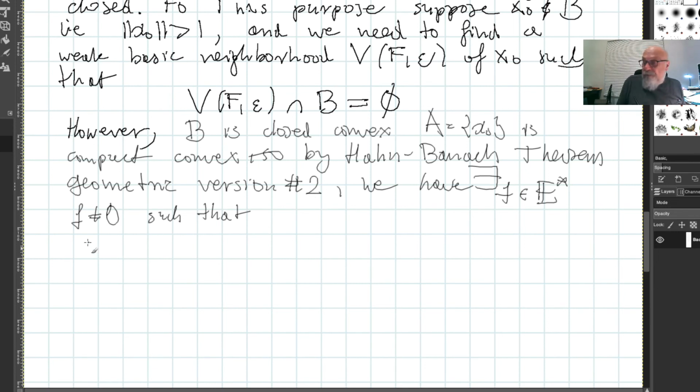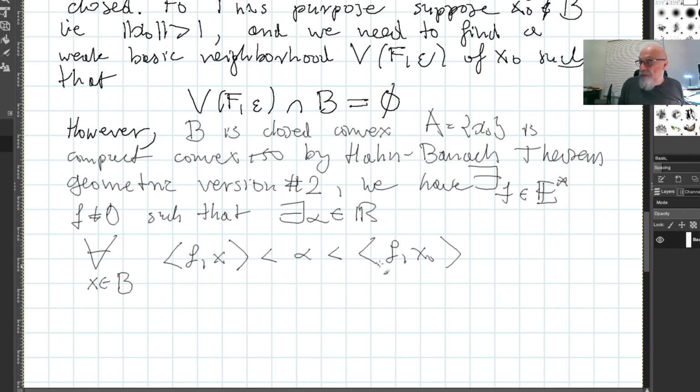for every x belonging to B, there exists an alpha belonging to R, such that we have this following property, that f applied on x is smaller than alpha, is smaller than f of x naught. Wow, that is kind of interesting.